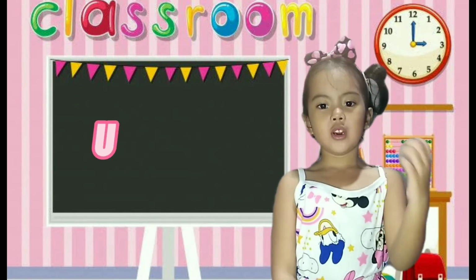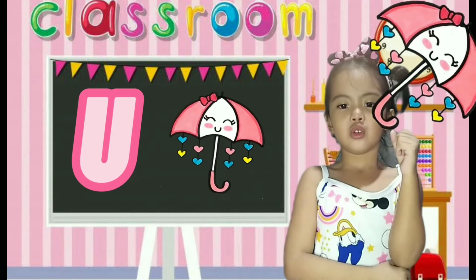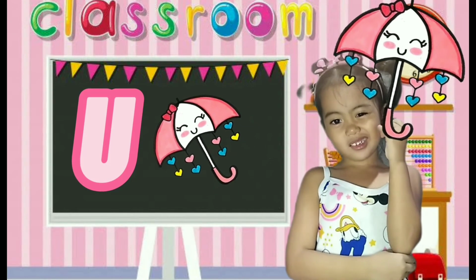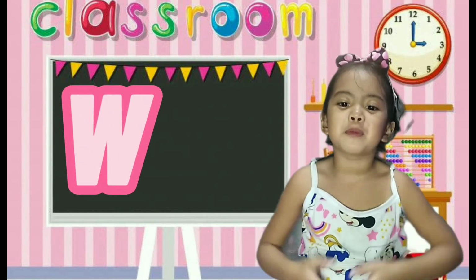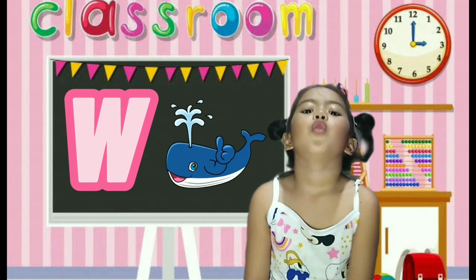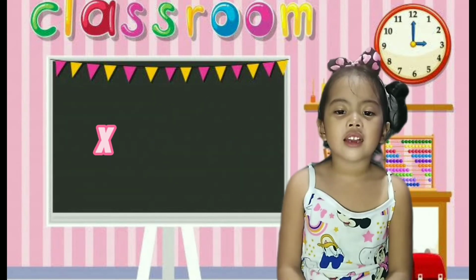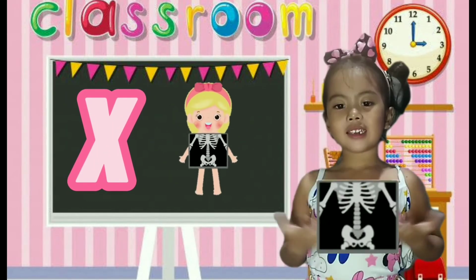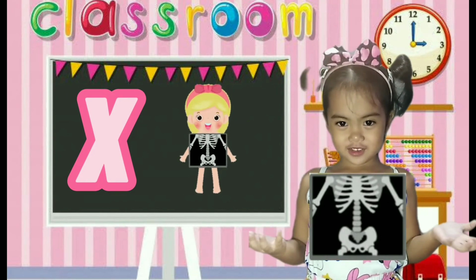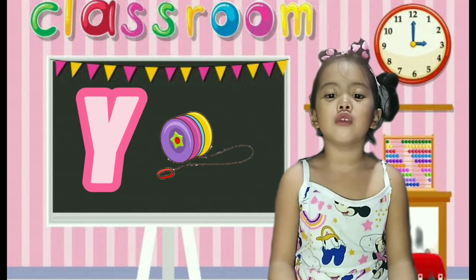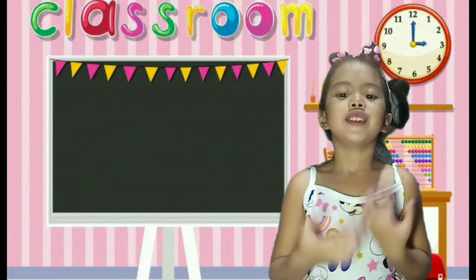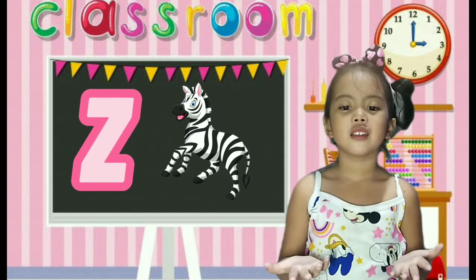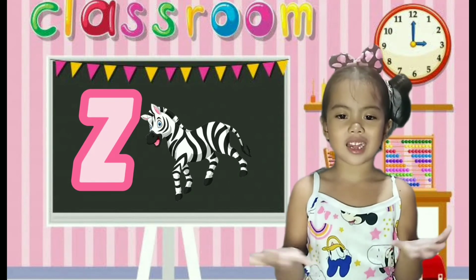Tiger. U is for umbrella. Umbrella. W is for whale. Whale. X is for X-ray. X-ray. Y is for yo-yo. Yo-yo. Z is for zebra. Zebra.